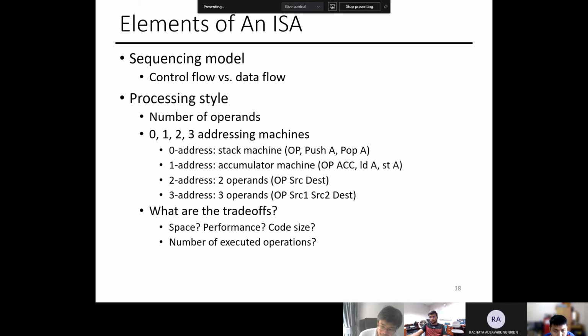It has to have different processing styles, which means how many operands do I put in per instruction? In the old machine, you can have zero addressing. So these are the addressing modes of the machine. Zero address means that I don't specify the operand. It's just push and pop, which is a stack. We're not going to talk about it, it's too old. It's kind of not relevant.